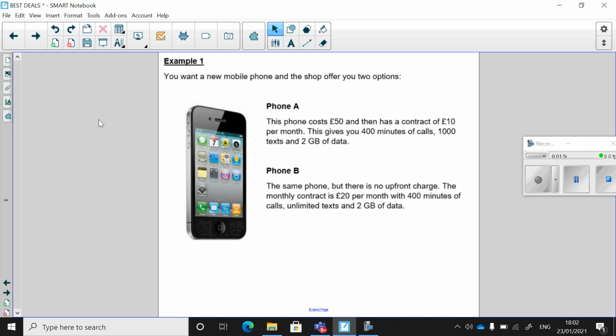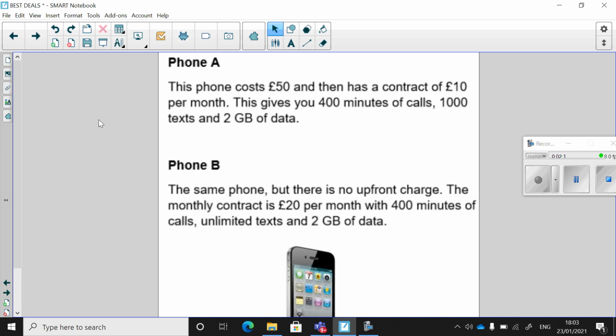So I think it's right. What we need to make clear is you want the phone for at least 1 year. Okay, at least 1 year, because these are monthly contracts. 1 year means 12 months. So that's what you're basing this on. So what they're saying to you is, what is the best deal for you?